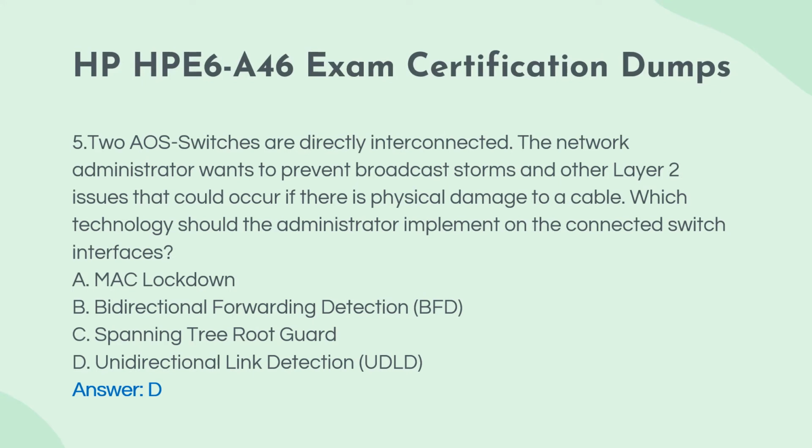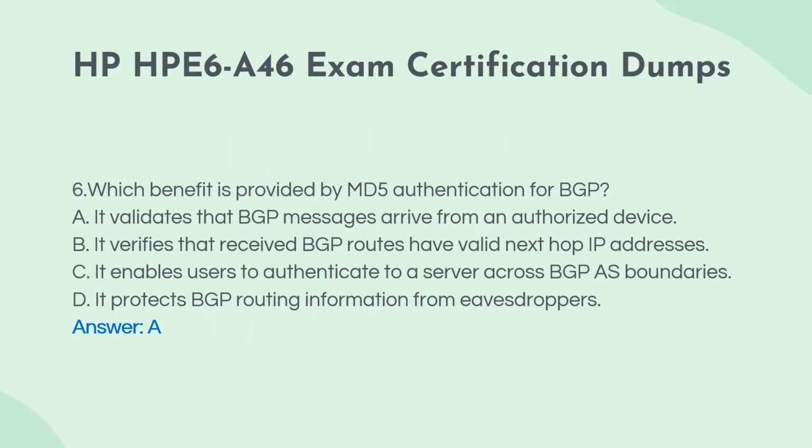The network administrator wants to prevent broadcast storms and other Layer 2 issues that could occur if there is physical damage to a cable. Which technology should the administrator implement on the connected switch interfaces? A. MAC lockdown. B. Bidirectional forwarding detection (BFD). C. Spanning tree root guard. D. Unidirectional link detection (UDLD). Answer: D. 6. Which benefit is provided by MD5 authentication for BGP?